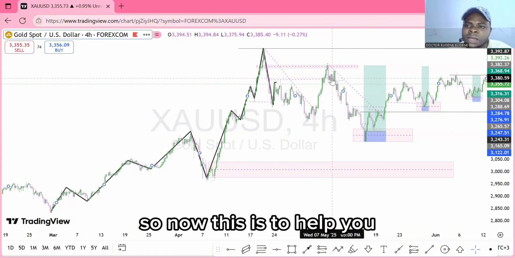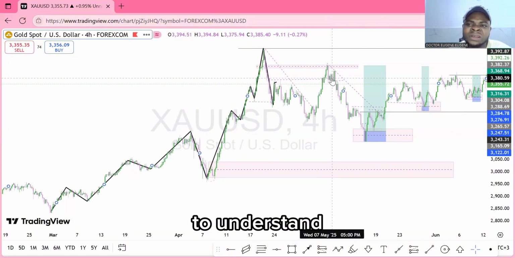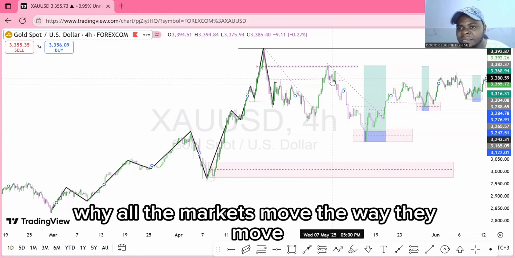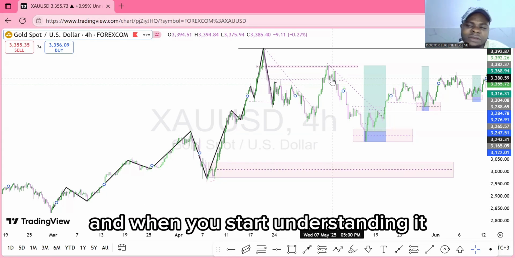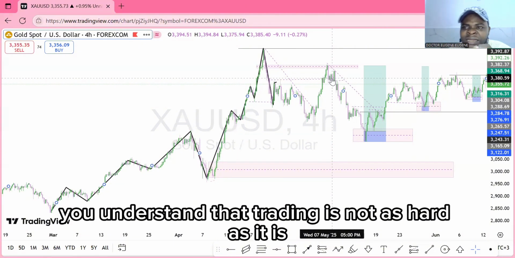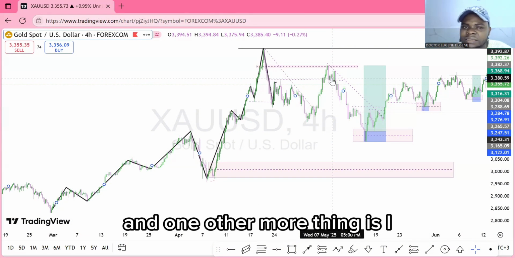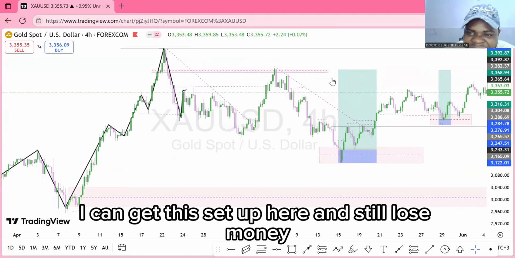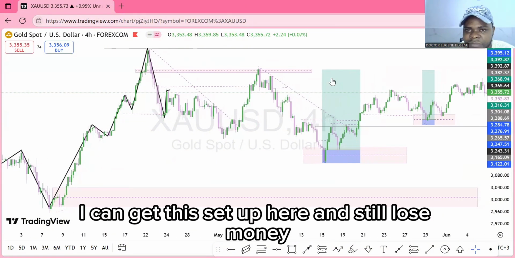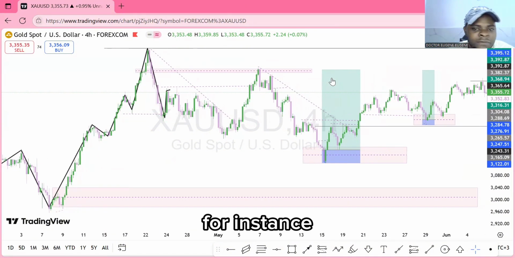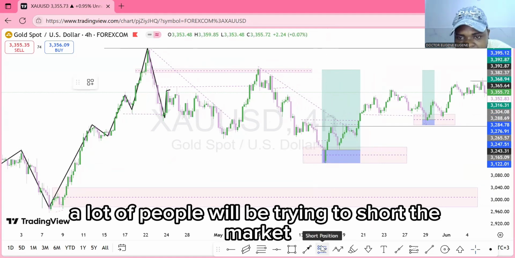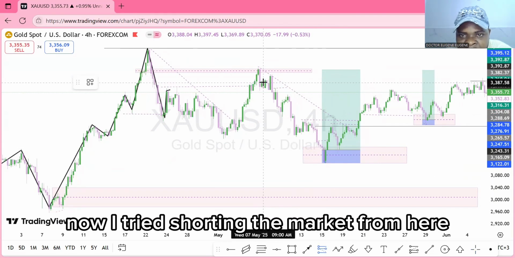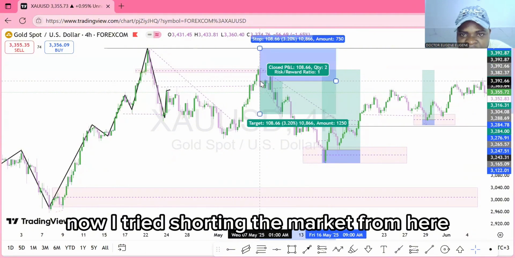Okay, so now this is to help you understand why the markets move the way they move. And when you start understanding it, you understand that trading is not as hard as it seems. And one other thing is, I can get this setup here and still lose money. I can get this setup here and still lose money. It's normal. For instance, a lot of people will be trying to short the market from here. For instance, now I tried shorting the market from here.